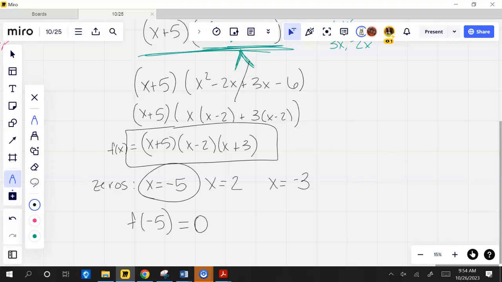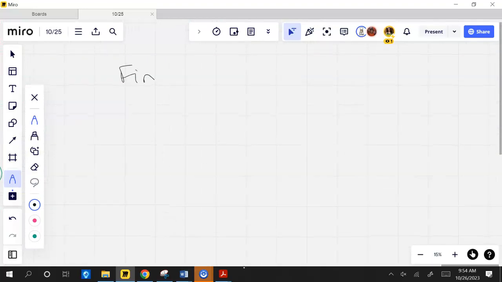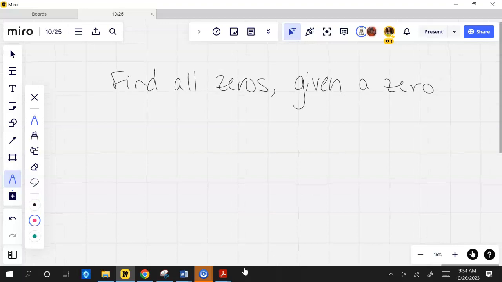I've got some steps here for you. Because instead of factor completely given a factor, what happens if I'm asked to find all zeros given not a factor this time, but given a 0? It's the same thing, but here's the difference. So by having a 0, you actually have a factor, right?